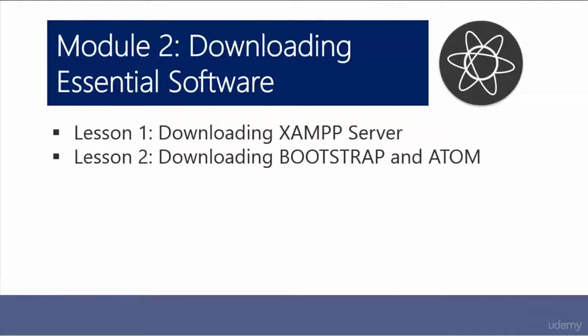Module 2 is downloading the essential software. 2 lessons in this module. First, I'll demonstrate how to download the XAMPP server and create our own personal web server so we can test the functionality of our site. And lesson 2 is I'll demonstrate how to download the editor, which in this case is Atom. And both of these are open source software, and I'll show you how to go about downloading them and configuring them before we actually start writing our code.